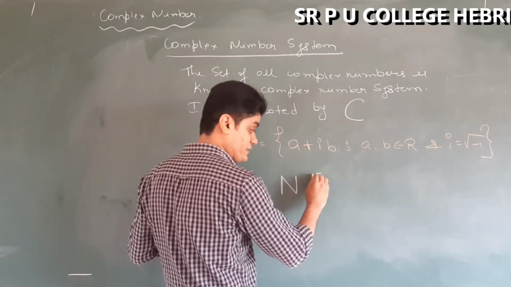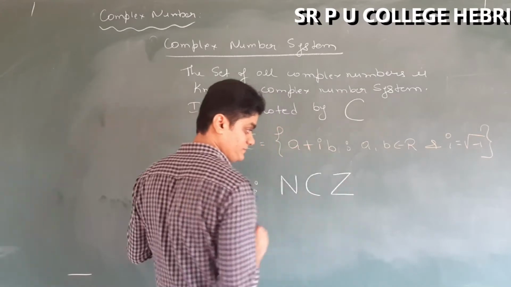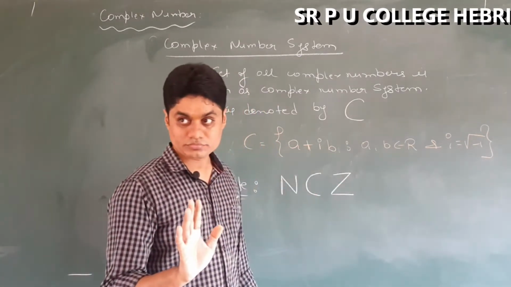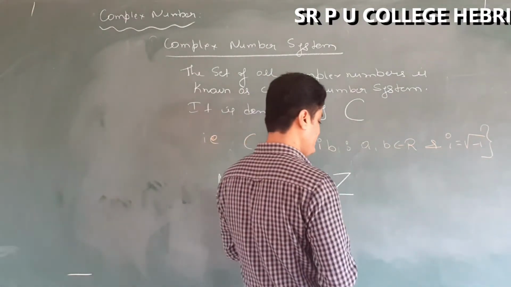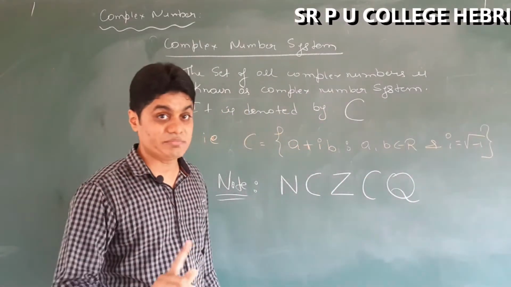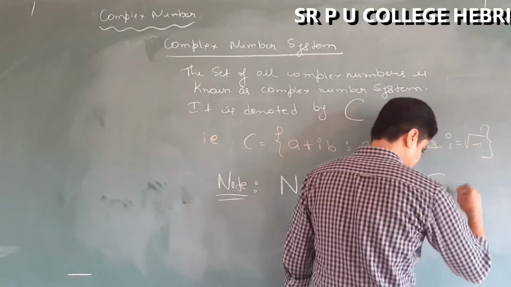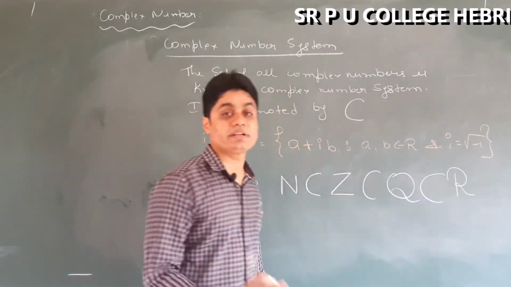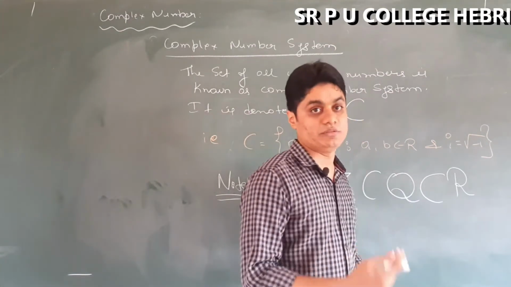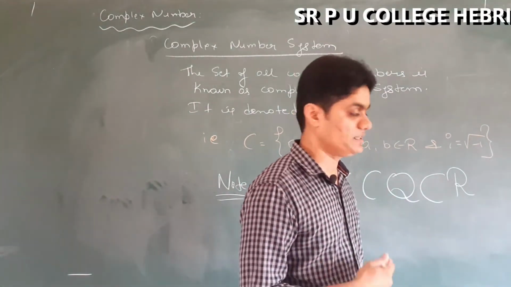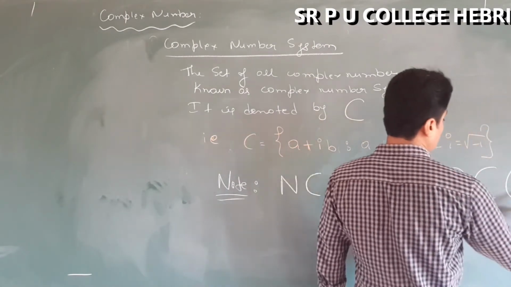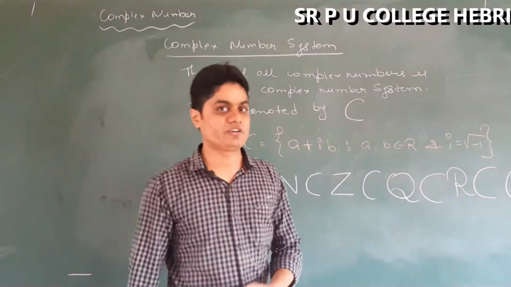Every natural number is an integer, but every integer is not a natural number. Every integer is a rational number, but every rational number is not an integer. Every rational number is a real number, but every real number is not a rational number, because in real numbers we have one more system called irrational numbers. Every real number is a complex number, but every complex number is not real.